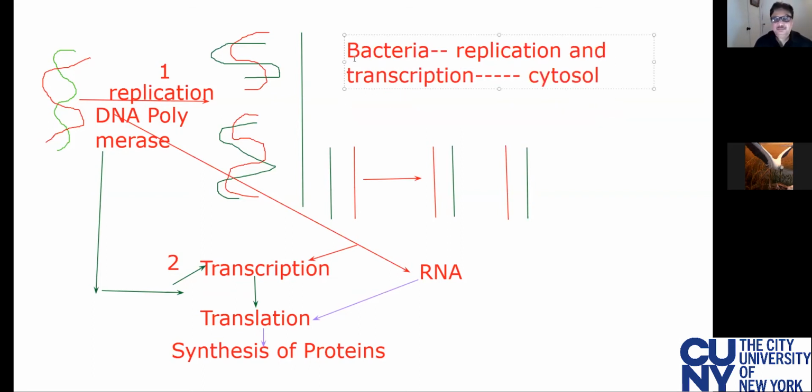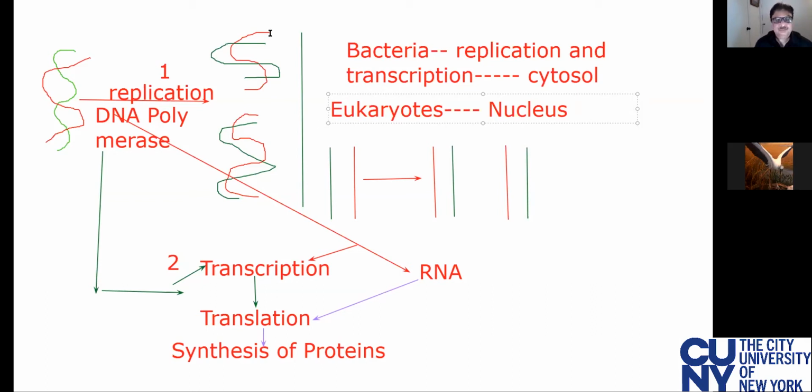And in plants and human cells, so let's say in eukaryotes, both replication and transcription occur in the nucleus. Why? Because the DNA is present in the nucleus. So transcription and replication in eukaryotes, both in nucleus. In bacteria, it is in cytosol.